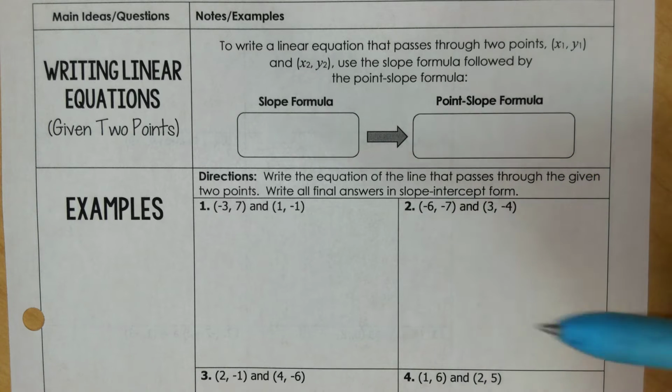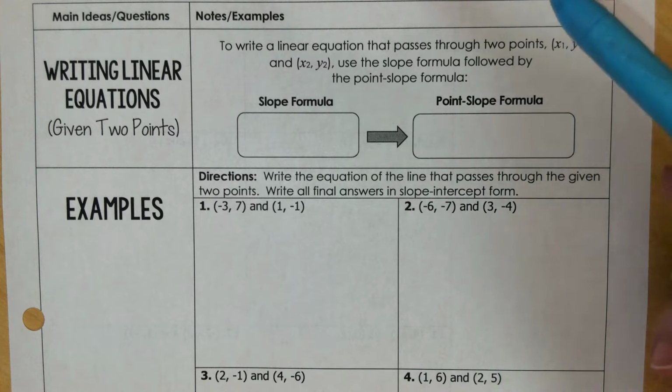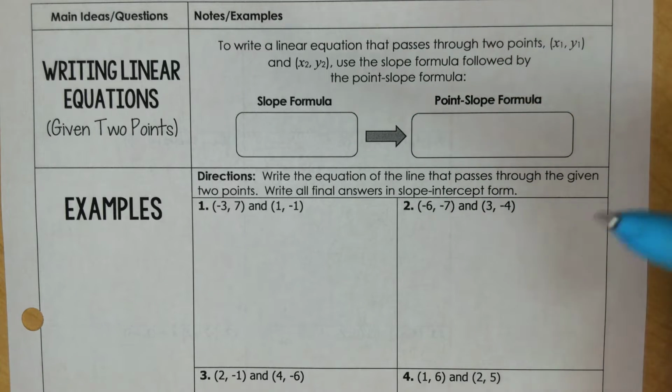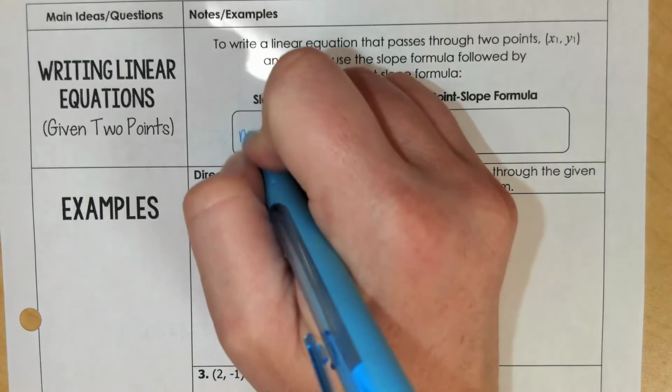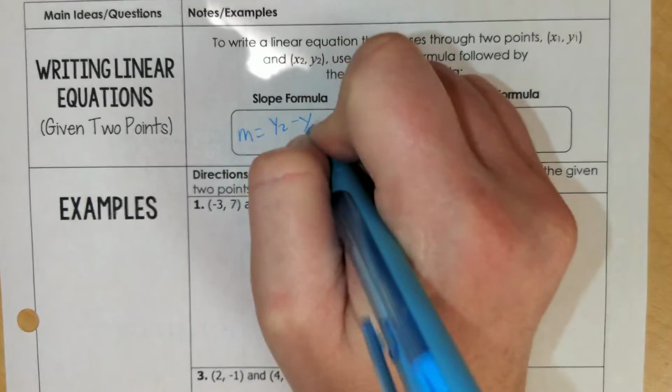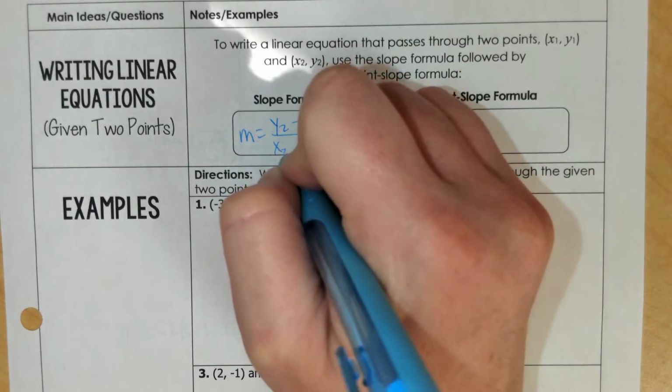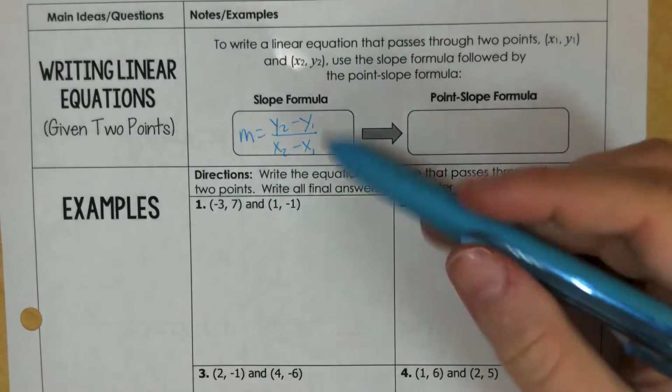Okay, so when we have 2 points, we know that we can find slope, so that's a piece of information that we can use. So the slope formula, remember, is m is equal to y sub 2 minus y sub 1 over x sub 2 minus x sub 1. So that's a good piece of information.